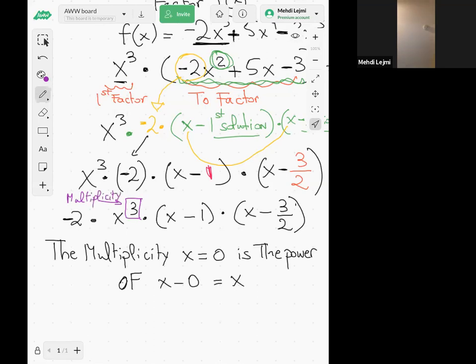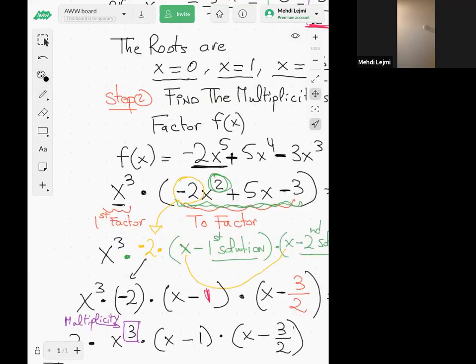Right? So the multiplicity here of 0 is actually 3. Now, what's the multiplicity of the next root? So the next root is, we said, 1, right? We have 0, 1, and 3 halves.